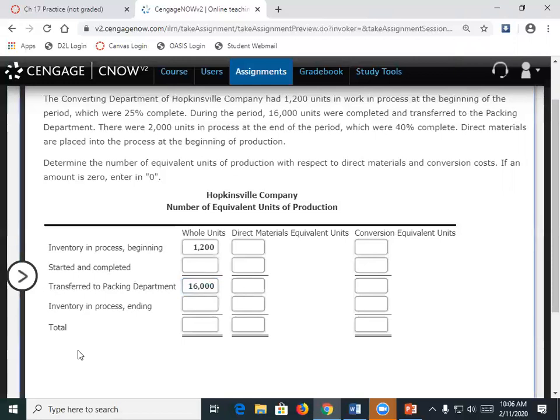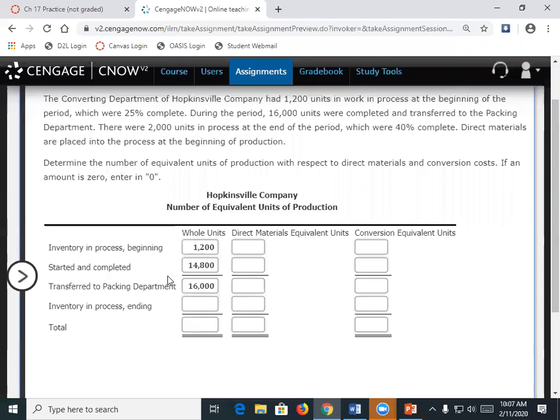That's where they like to trick you, right? And then you were right, we subtract. So I would take 16,000 minus 1,200 to get 14,800. The 14,800 units were actually started and completed. Under FIFO, we always assume that what was in beginning process gets finished and completed. So beginning inventory plus started and completed always equals what was transferred out to the packing department. That's how they're getting those calculations.